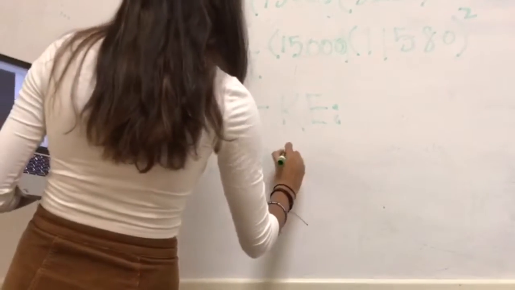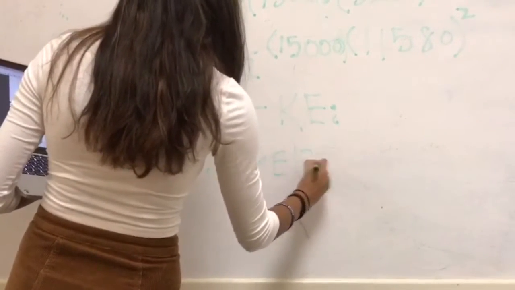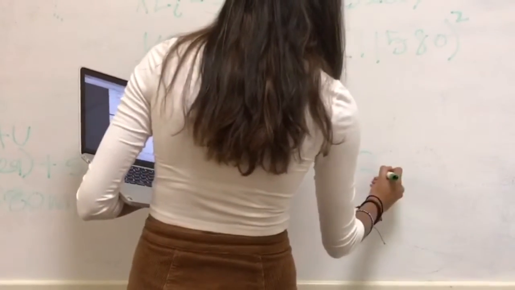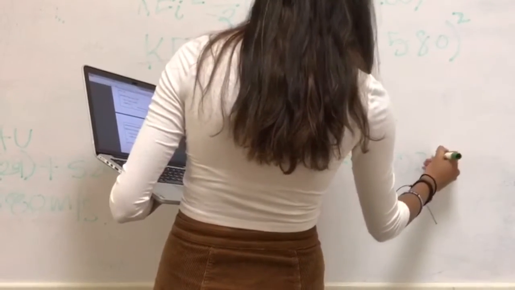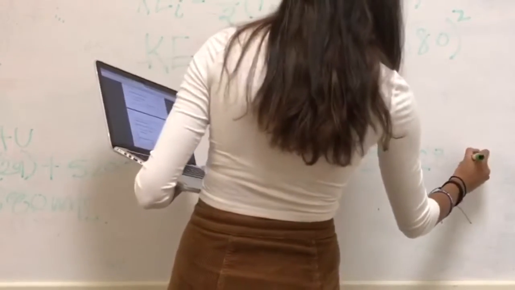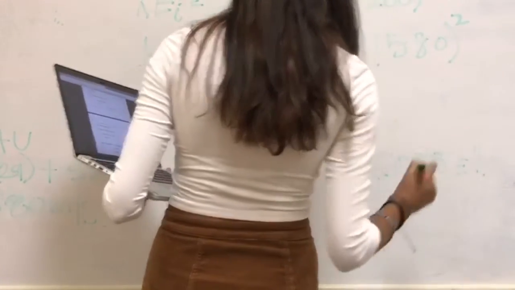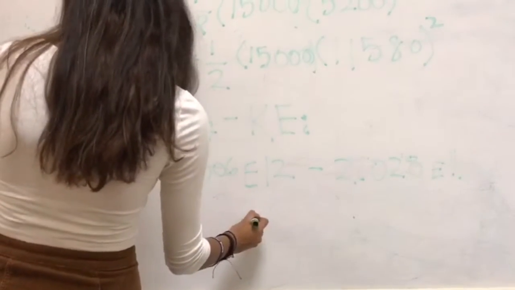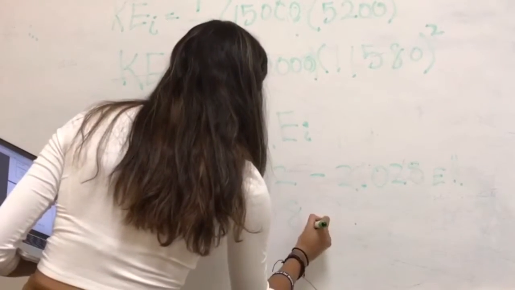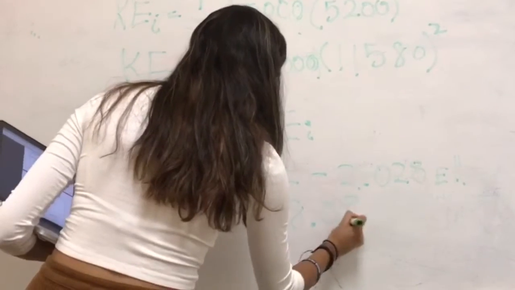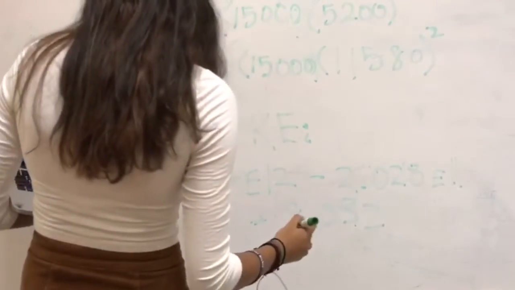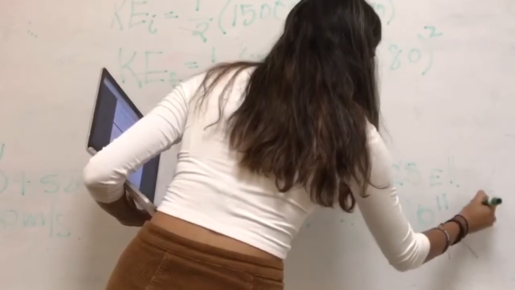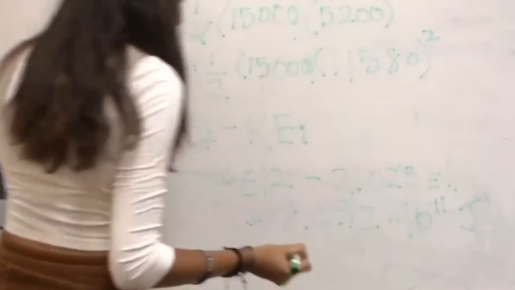which is 1.006 times 10 to the 12 minus the initial kinetic energy, which is 2.028 times 10 to the 11. So once you subtract that to find the total kinetic energy gained, you get 8.032 times 10 to the 11 joules. And that's your final answer.